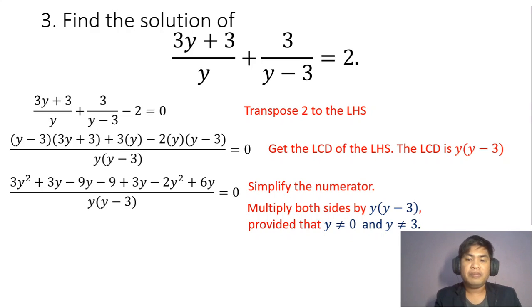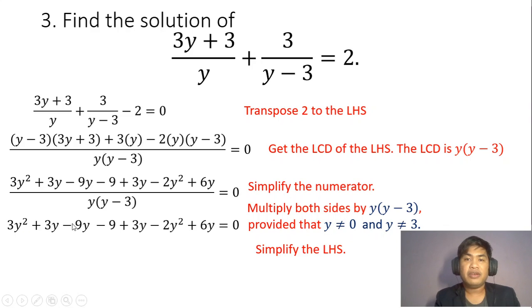Then we multiply both sides by the denominator, which is y times (y − 3), provided that this denominator is well defined. So that is if your y is not 0 and your y is not 3. Because if y equals 0 or y equals 3, this expression will be undefined. So we can multiply as long as the denominator is not equal to 0. So when we multiply, this can be cancelled out, so only the numerator remains.